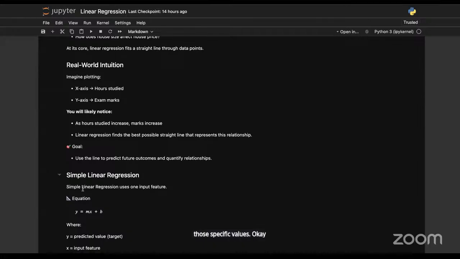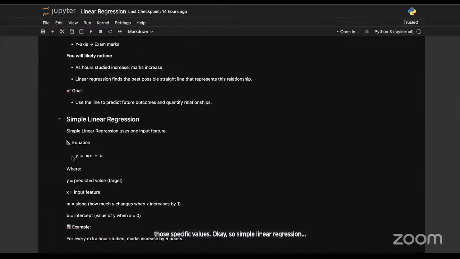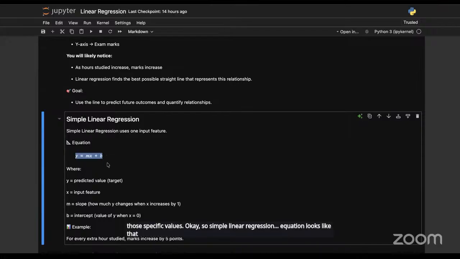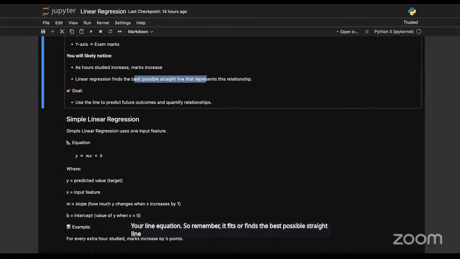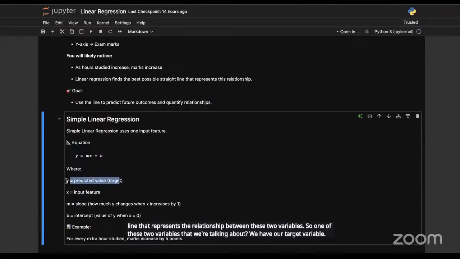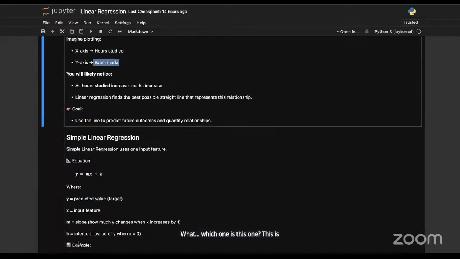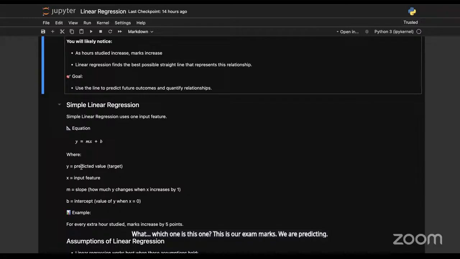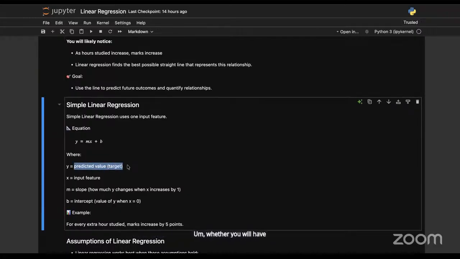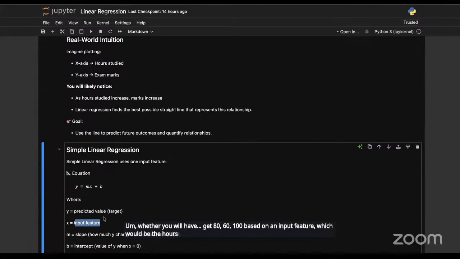So the simple linear regression equation looks like that. I'm sure you are very familiar with it. It's basically your line equation. Remember, it finds the best possible straight line that represents the relationship between these two variables. So what are these two variables? We have our target variable, the one we want to predict. In this case, it is our exam marks. We are predicting whether you will get 80, 60, 100 based on an input feature, which would be the hours that you have studied.